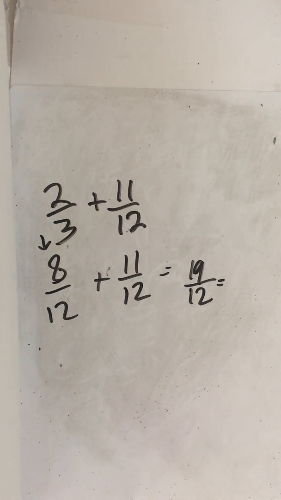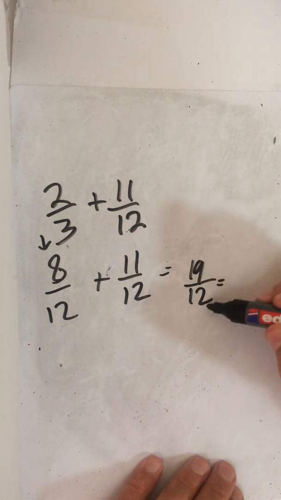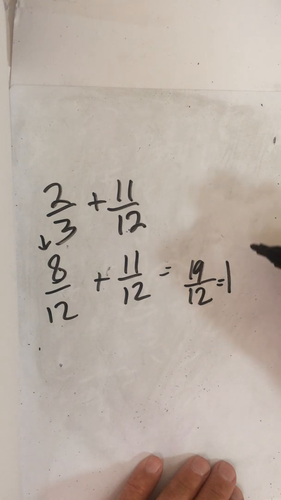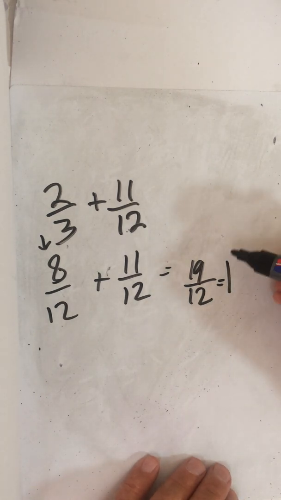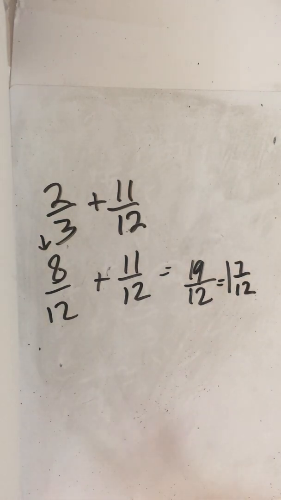Now I'm not going to be happy with just 19/12, because I have to put that into a mixed number. How many 12s in 19? 1 12 is 12, so that's 1, and then 12 up to 19 is 7, so it's remainder 7. So the answer is 1 and 7/12.